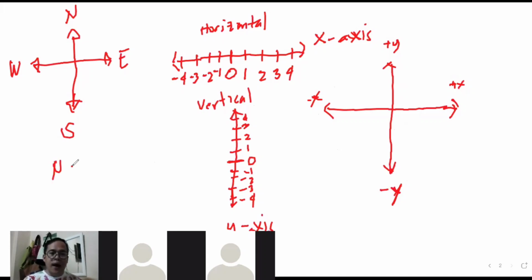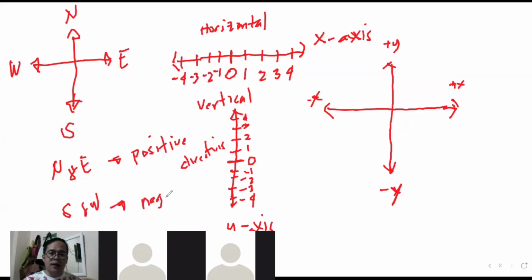North and east are considered to be positive directions. And south and west are considered negative directions.